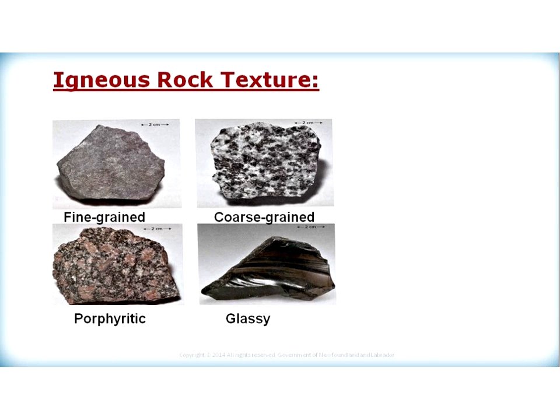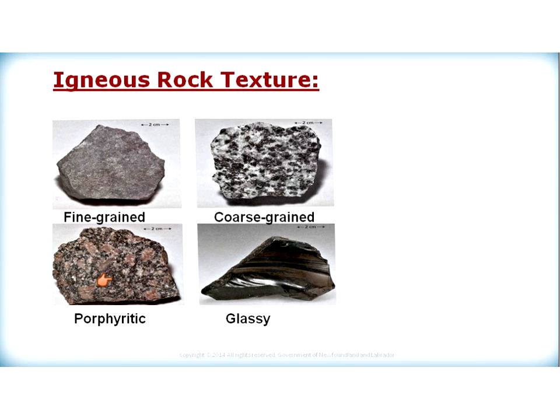Let's have a look at some of the different textures seen in common igneous rocks. The first rock will be a fine-grained texture, where we cannot see any evidence of crystals. In the second picture to the right, we see a coarse-grained texture, where we can identify the different crystals and the different minerals that are present.